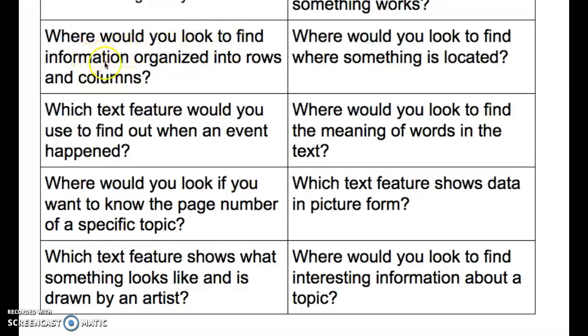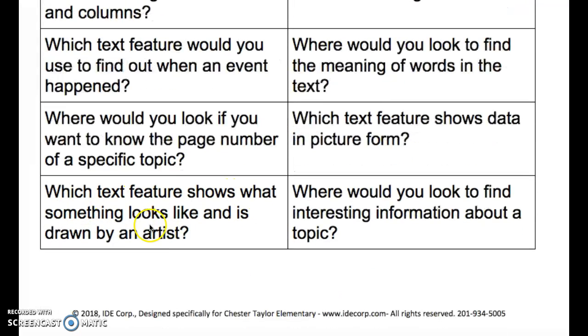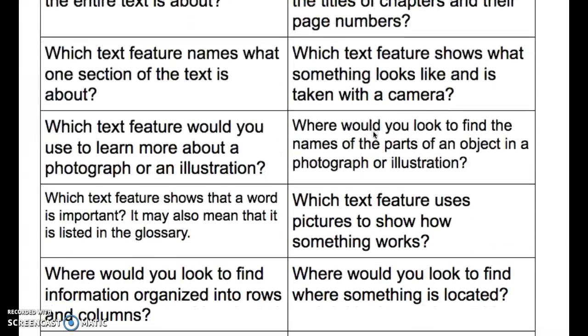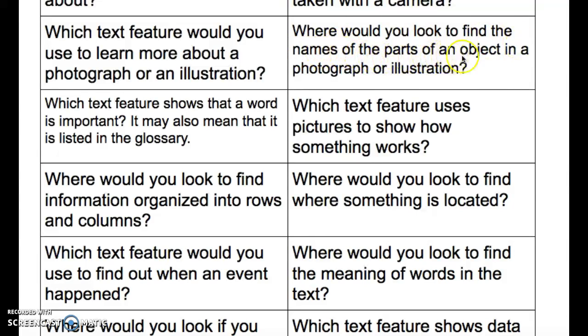Where would you look to find information organized into rows and columns? Which text feature would you use to find out when an event happened? Where would you look if you want to know the page number of a specific topic? Which text feature shows what something looks like and is drawn by an artist? Where would you look to find the titles of chapters and their page numbers? Which text feature shows what something looks like and is taken with a camera? Where would you look to find the names of the parts of an object in a photograph or illustration?